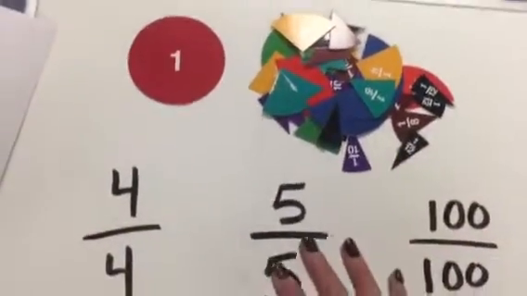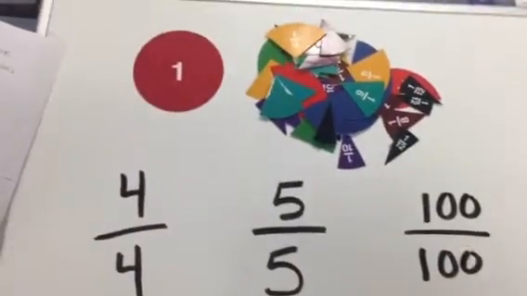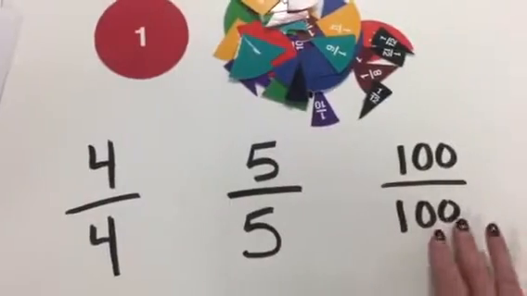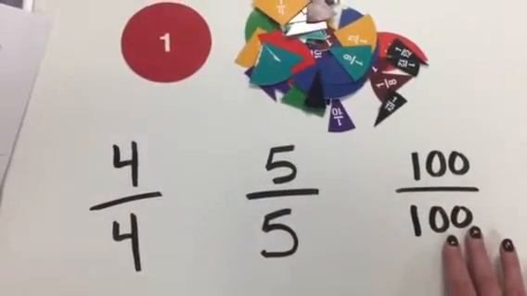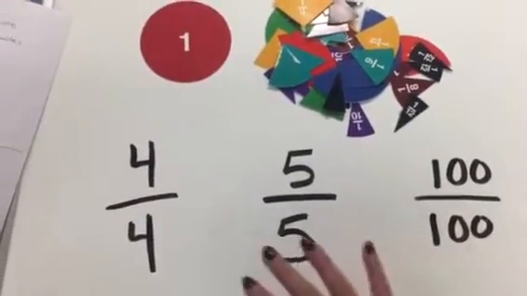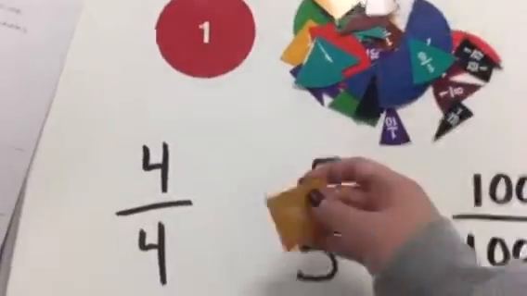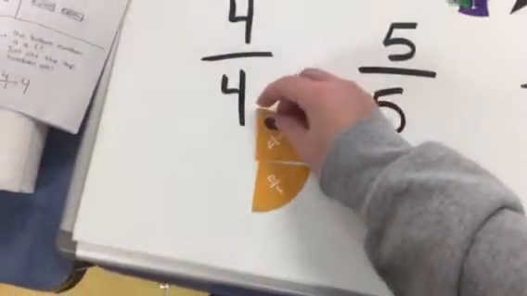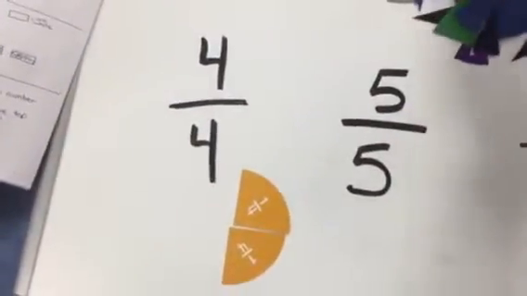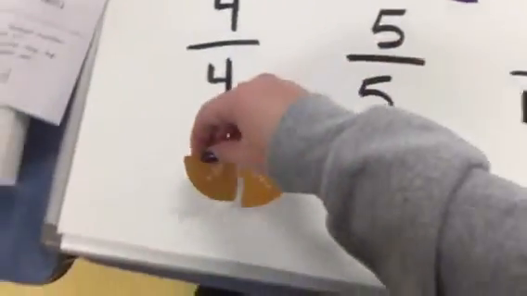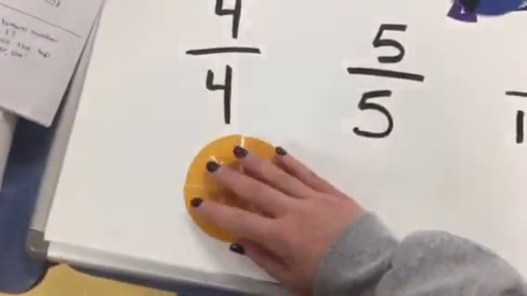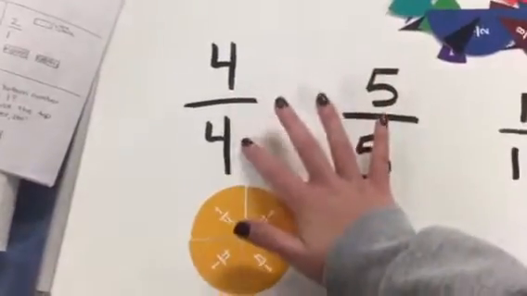So let's talk about what we do when we see a fraction that looks like this. 4/4, 5/5, 100/100ths. Let's actually build it, and that'll make a little bit of sense for our conversation we're going to have. So let's make 4/4. 1/4, 2/4, 3/4, and 4/4.